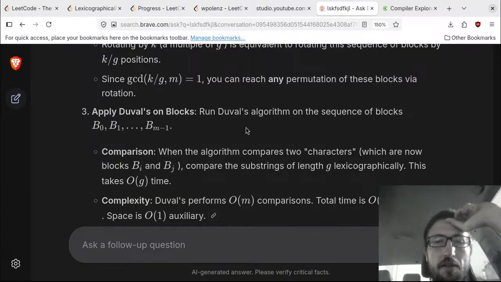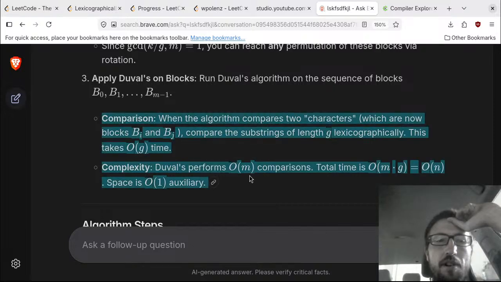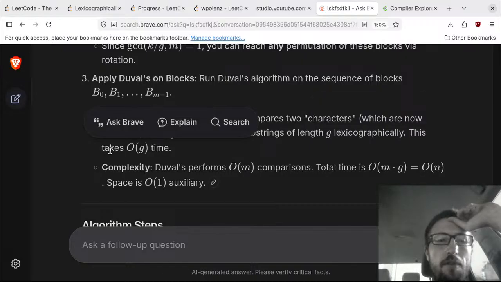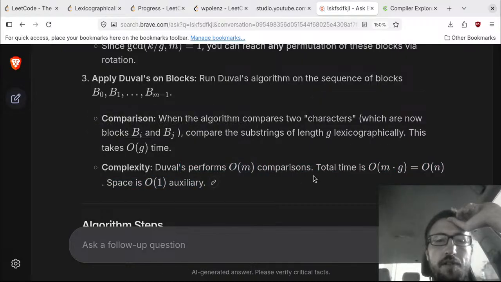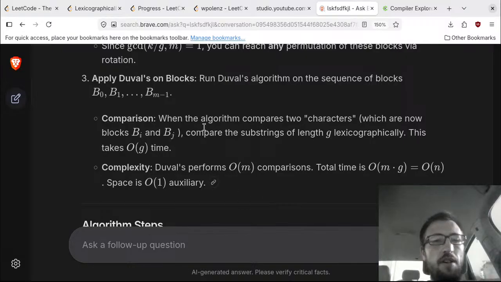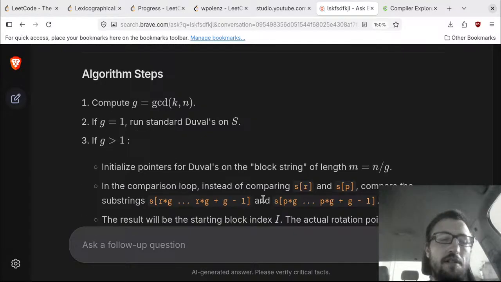Run Duval's algorithm on a sequence of blocks. Comparison: when the algorithm compares two characters, which are now blocks, compare the substrings of length g lexicographically. This takes O of g time. Complexity: Duval's performs O of m comparisons. The total time is O of m times g equals O of n. Space is O(1) auxiliary. So it's still linear. If g is 1, run standard Duval's.